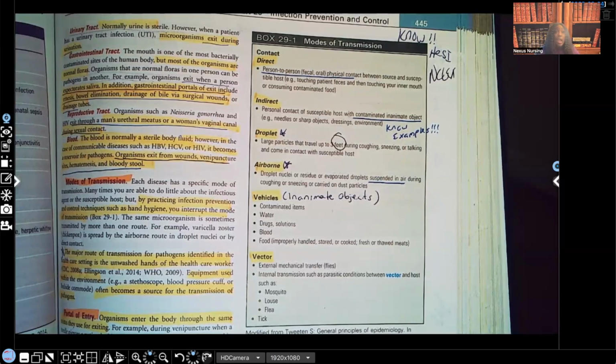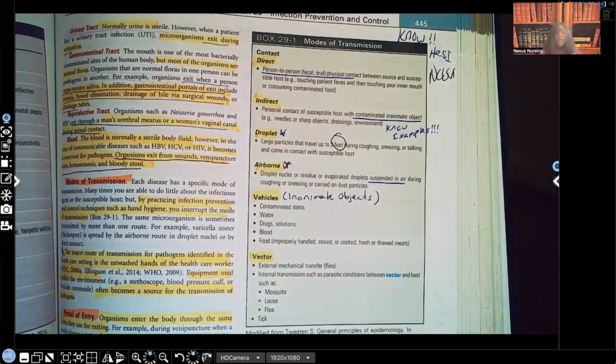Droplet. I highlighted droplet and put a star next to it. I'm saying droplet precautions, but droplet is actually the mode of transmission, so I didn't mean precaution, just droplet. This is important for you to know. This is seen very often on exams. So for droplets, what's important for you to know? Large particles that travel up to 3 feet during coughing, sneezing, or talking, and they come in contact with a susceptible host. I circled 3 feet. These particles are large, so they can't travel that far, but they can travel up to 3 feet.